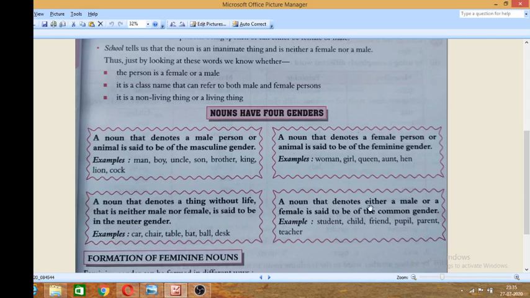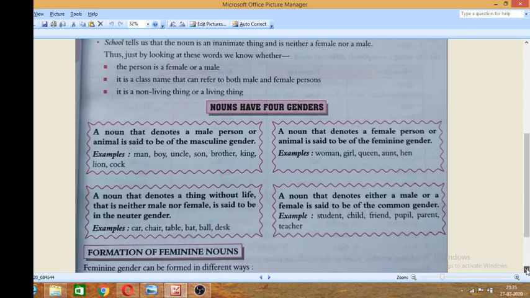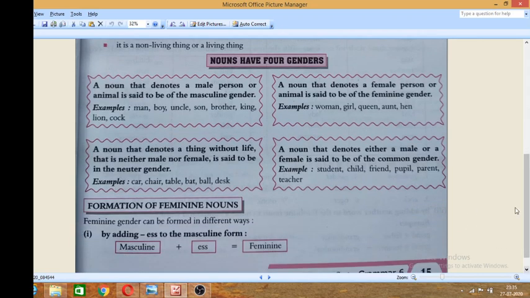Next, a noun that denotes either a male or a female is said to be of the common gender. Example: students, child, friend. These nouns denote either a male or a female. So that's all about the four kinds of gender.